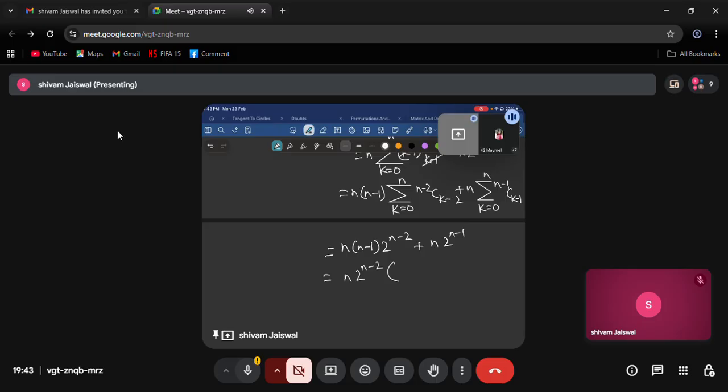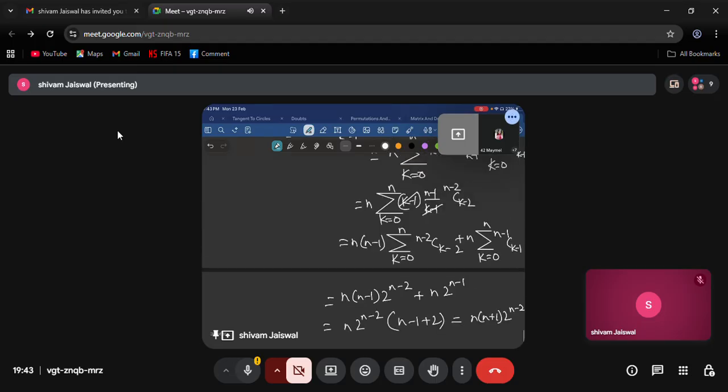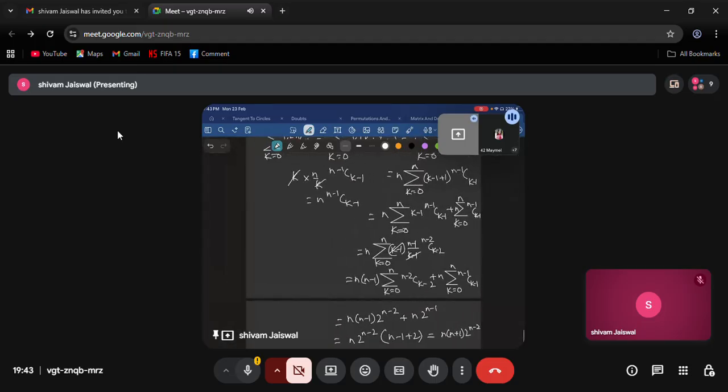Within brackets, you are going to get n minus 1, 2 to the power n minus 2, add to common, so plus 2. So it will become n minus 1 plus 2. This will become n into n plus 1 into 2 to the power n minus 2. This is what you are going to get. Tell me, are you people getting it? Yes or no? If there's anyone who didn't understand this summation, you can ask me.